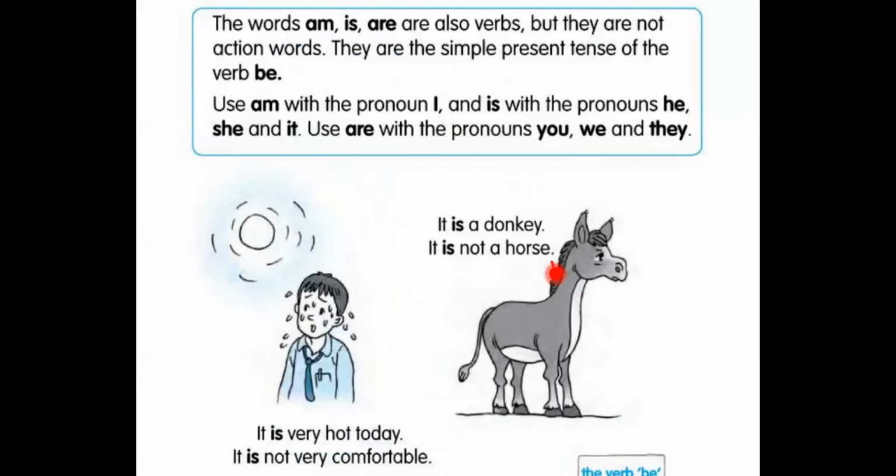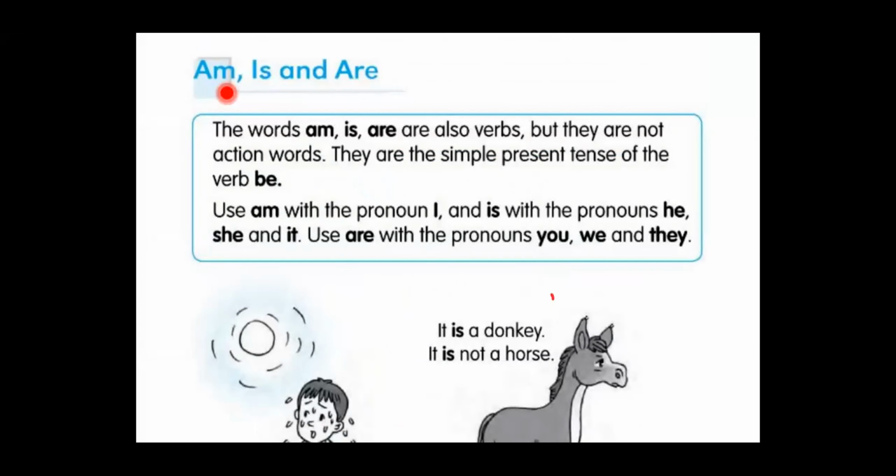am is an r. Do you remember? I am is an r. हमने discuss किया, right? Am is used with I. I pronoun. And is and are, all of you know, right? Is is used with she, he, it: she is, he is, it is. And are is used with which pronouns? We are, they are, you are.